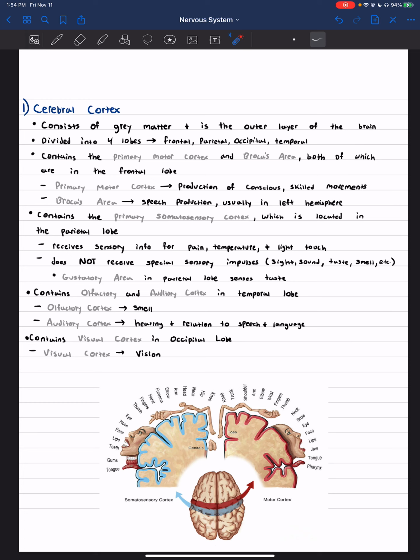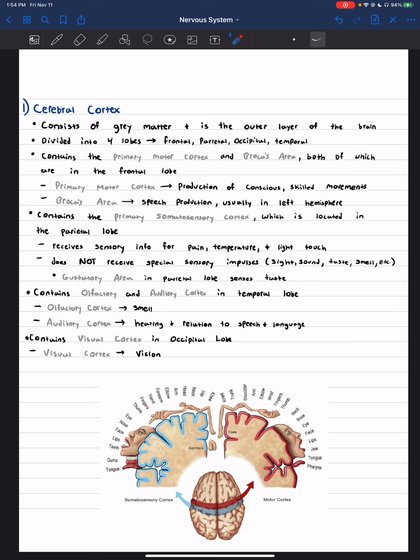There are several areas in your brain that are responsible for the special sensory impulses. An example is your gustatory area in your parietal lobe that is for the taste. I think it's gustatory. Whatever, y'all get it. That area in the parietal lobe senses taste.